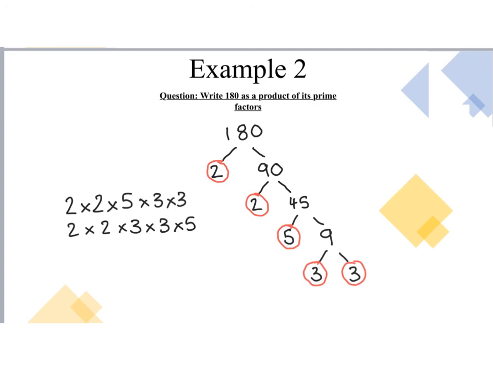And then I'm going to put it in something called index form. So that's where you'd use the little numbers, squared, cubed, for example, to make it a lot simpler. So we've got 2 2's, which is 2 squared, times 2 3's, which is 3 squared, times 5. And I know it doesn't look like an answer, but this is your answer.